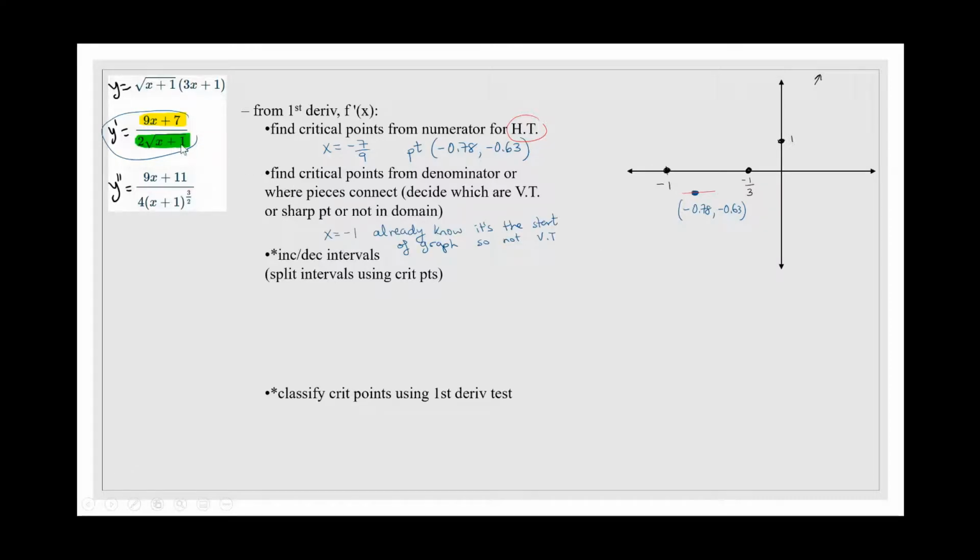Looking at the denominator, we can find out where the derivative is undefined or does not exist. These points could be vertical tangent values where the tangent is actually specifically infinite slope. It could be a sharp point if this was a piecewise graph, or it could be just values that are originally not in the domain. Now our domain here doesn't have the denominator, but it does stop at -1, so that's the reason why it will show up here as well. So x is -1 is one more critical point, but we already know that this is the start of the graph and it's not a vertical tangent type of graph there.